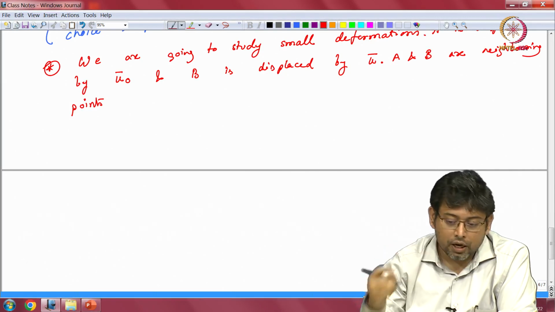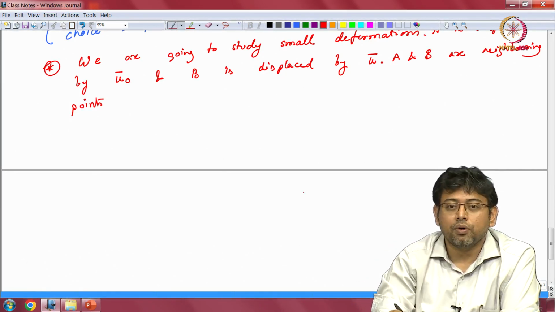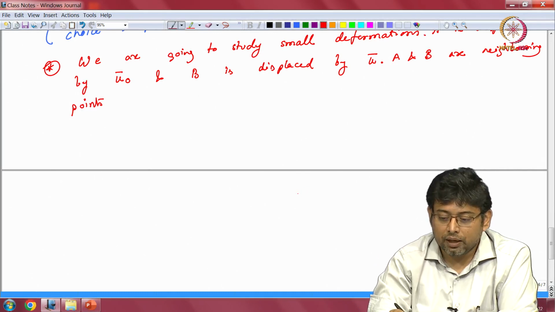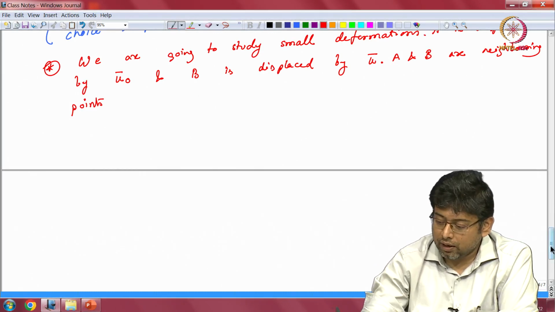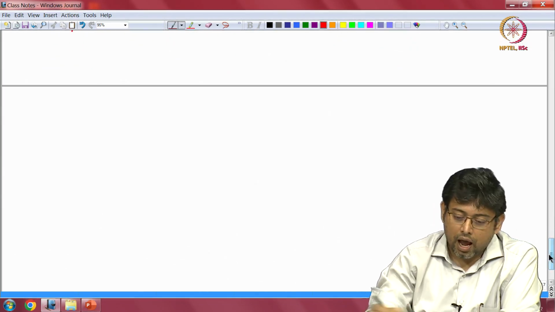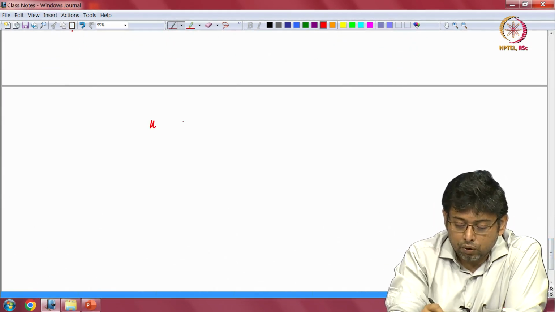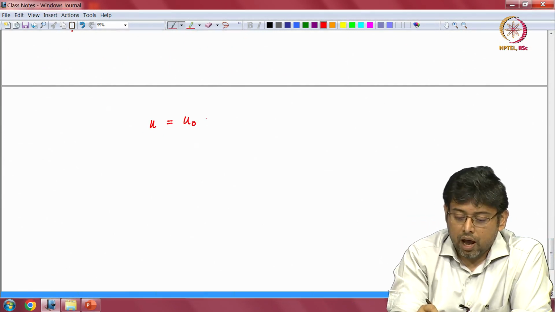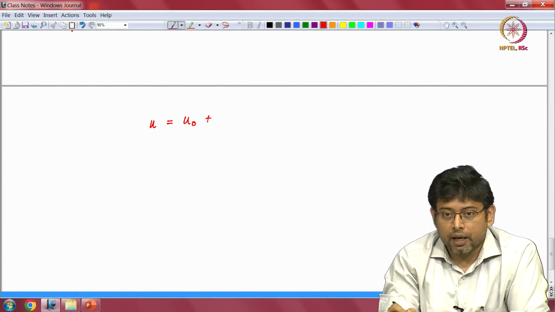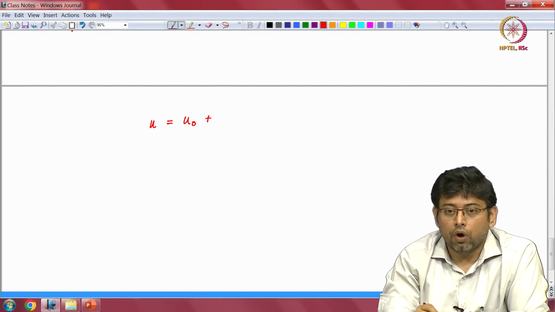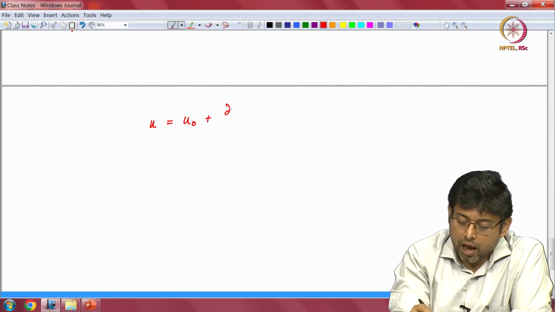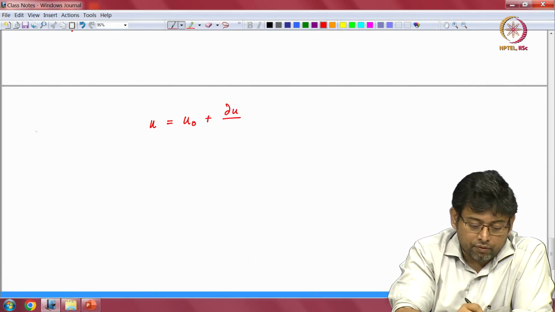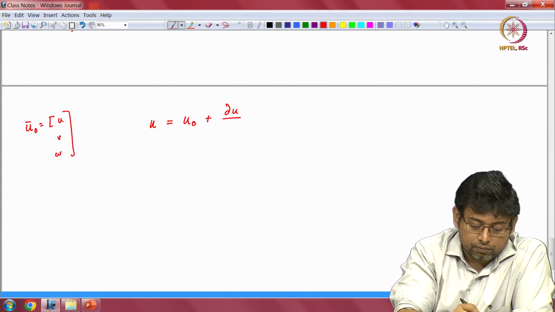But u, v, w will be variables to denote displacement. So my vector u is basically composed of three components u, v, w in the three independent directions, and so I can relate my u to u naught by using the Taylor series expansion. I have already said that the two points are neighboring points, so I can relate u and u naught through my Taylor series expansion. And my vector u naught is nothing but the column vector u, v, w.